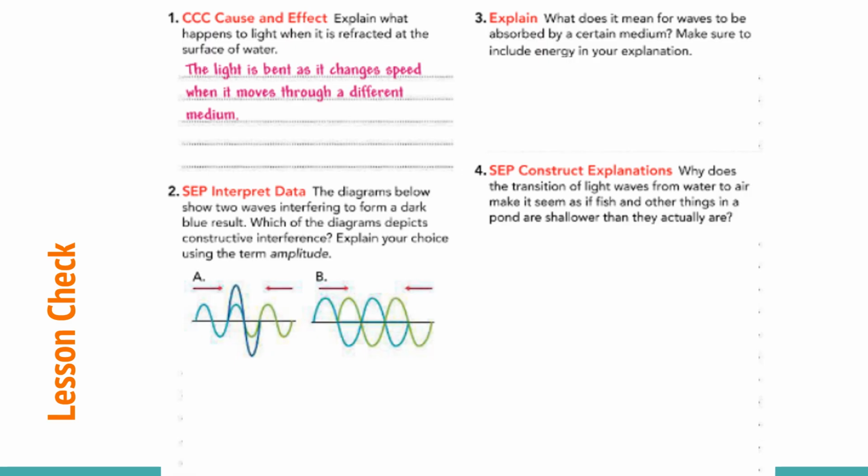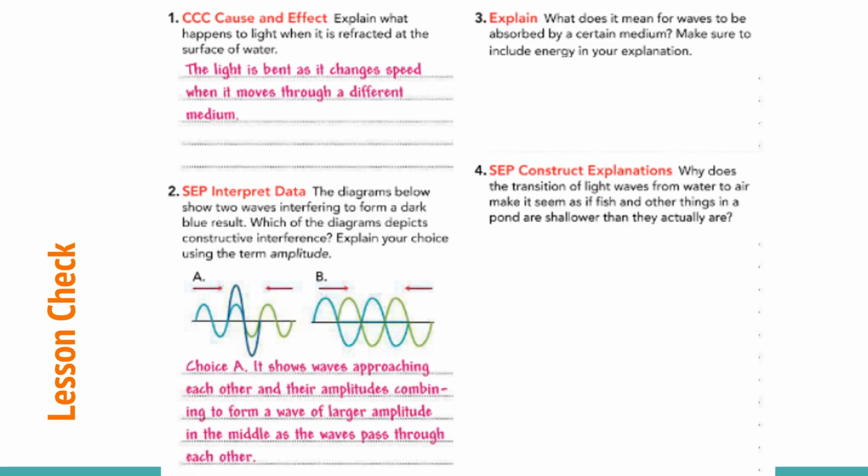2, the diagram below shows 2 waves interfering to form a dark blue result. Which of the diagrams depicts constructive interference? Explain your choice. Choice A, because it shows waves approaching each other and their amplitudes combining to form a wave of larger amplitude in the middle as the waves pass through each other.